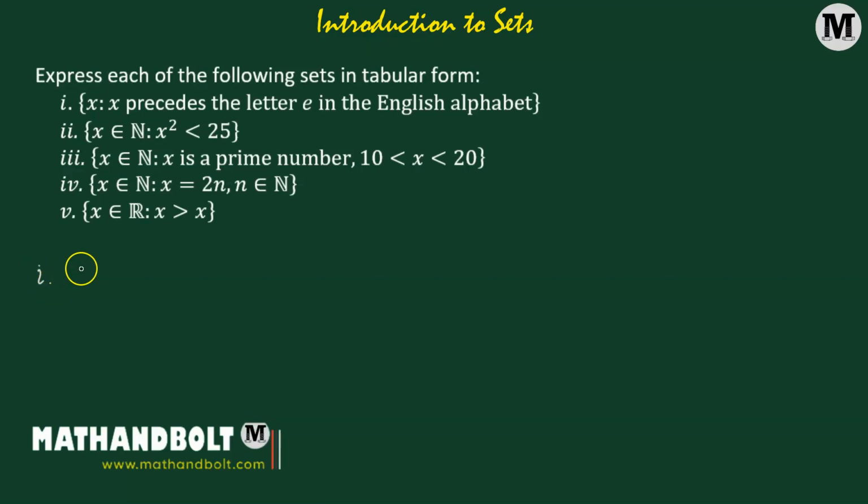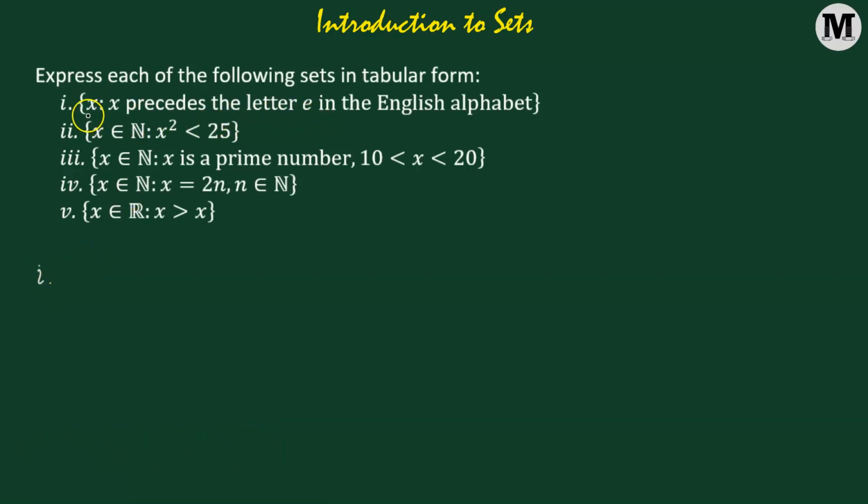So here in 1, let's try to first read the given set. Here we have a set that contains the elements x. And what is x? It's defined as x such that x precedes the letter E in the English alphabet, which means that whenever we express the set in the tabular form, we also need to use the braces, like in the case of set builder form.